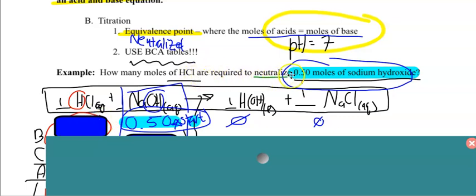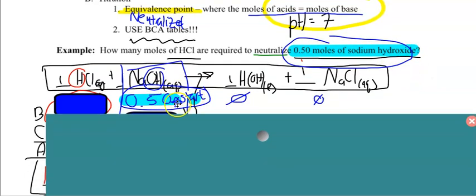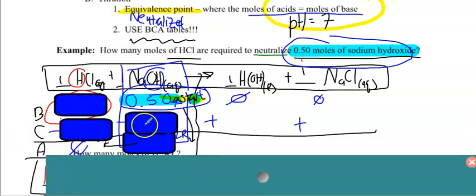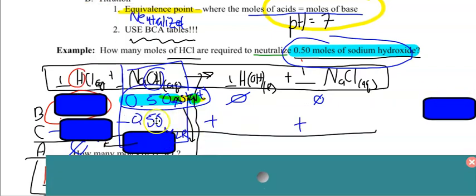Are required to neutralize 0.50 moles of sodium hydroxide. So we're starting right here. We're putting in 0.50 moles of sodium hydroxide. That's this right here. We're starting here. It's being neutralized. So we are exactly using them both up. So during the change, how much of the sodium hydroxide am I going to use? Good job. All of it. How much is left over at the end? Good. None of it.